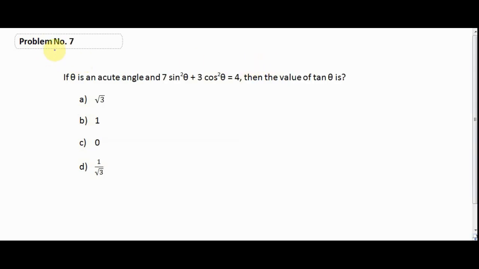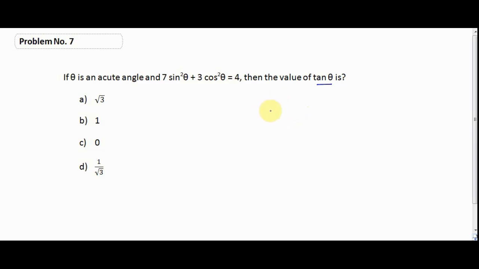Now let's see problem number 7. If theta is an acute angle and 7 sine square theta plus 3 cos square theta is equal to 4, then the value of tan theta is. So we are asked to calculate the value of tan theta. Please pause the video and try to solve this by yourself.